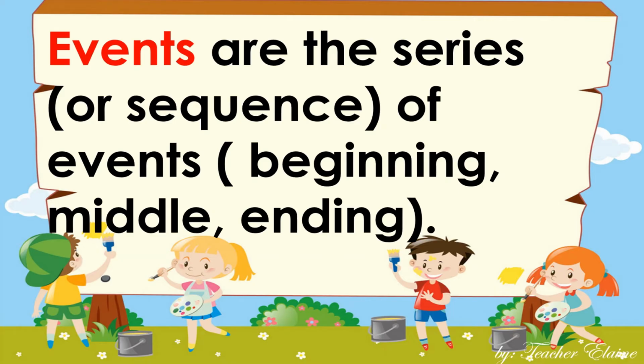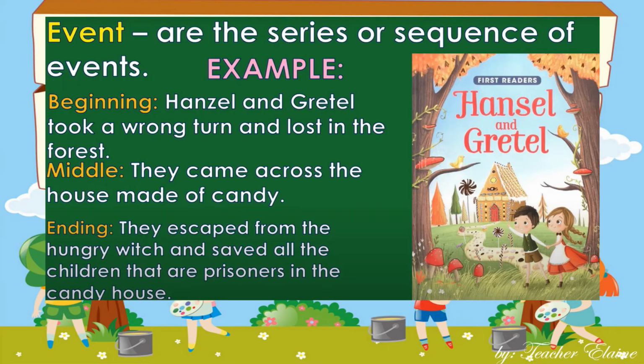Events are the series or sequence of events. We have the beginning, middle, and ending. When we say beginning, from the story of Hansel and Gretel, the beginning of the story is Hansel and Gretel took a wrong turn and lost in the forest. For the middle, they came across the house made of candy. And for the ending, they escaped from the hungry witch and saved all the children that are prisoners in the candy house.